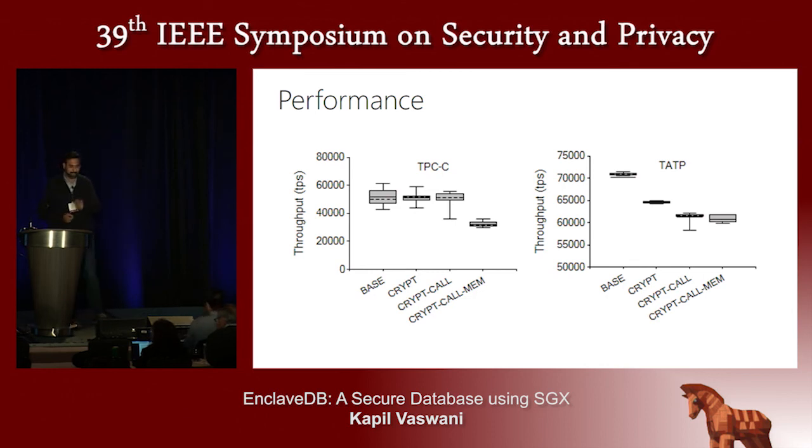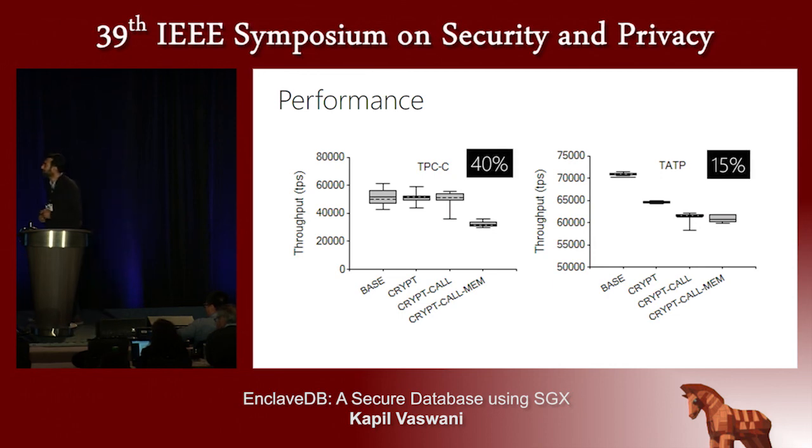The graph on the left shows you the throughput for TPC-C. There are 4 configurations: baseline; Crypt, which represents the configuration where we enable encryption of log records and parameter values; Crypt call, which also simulates the overhead of calling in and out of the enclave; and Crypt call mem, which also simulates the overhead of memory encryption that SGX imposes.